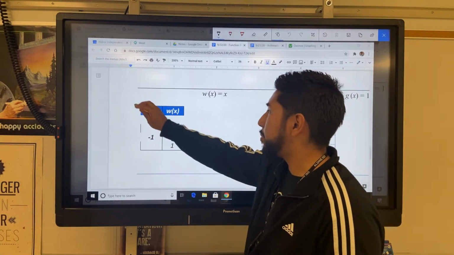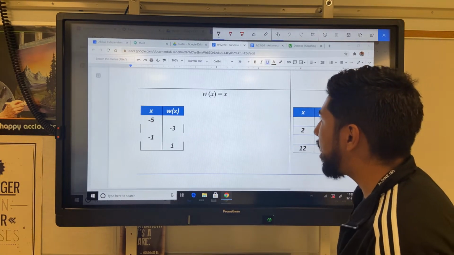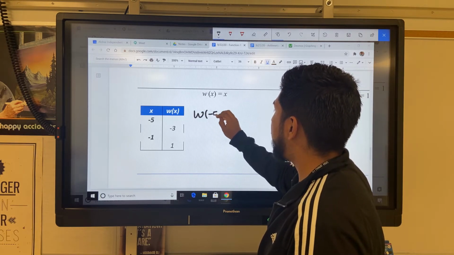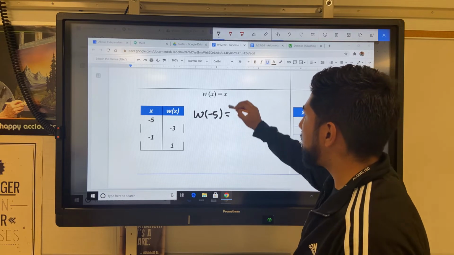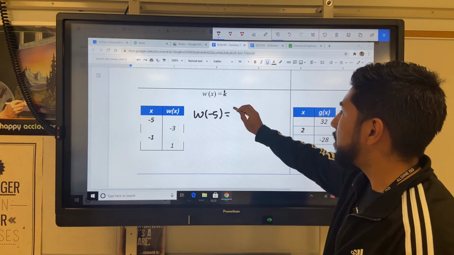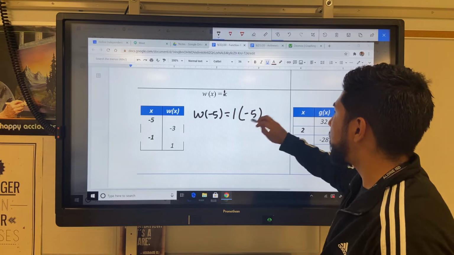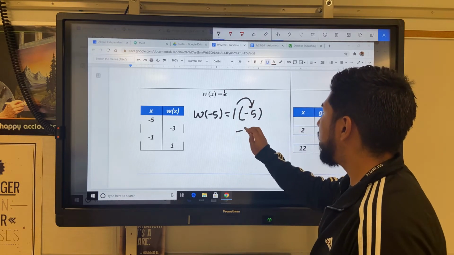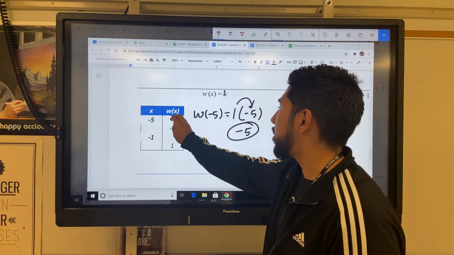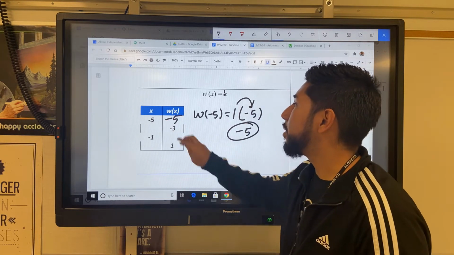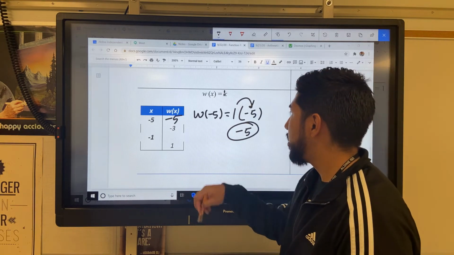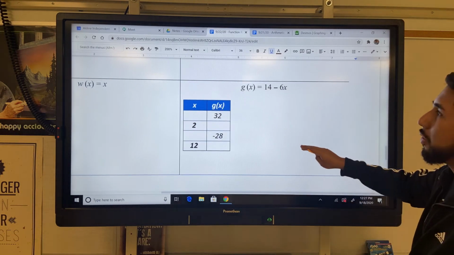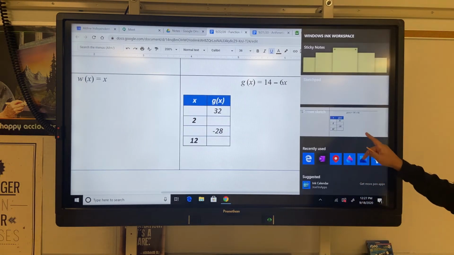Let's cancel out this problem. Or you know what? No, let's not. So it says w of negative 5 equals, there's no number in front, but you could already put a 1. So 1 parentheses negative 5, there's no number behind it. 1 times negative 5, use your calculator. Negative 5 is my answer. So you can kind of see that it was just matching it up, okay? This one is more important. Rushing through it, I'm sorry, just rewatch it.